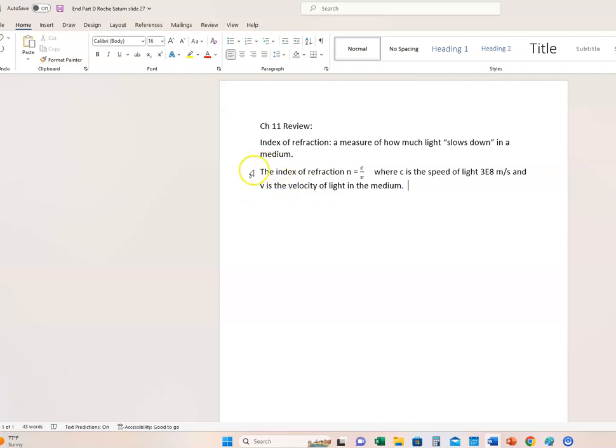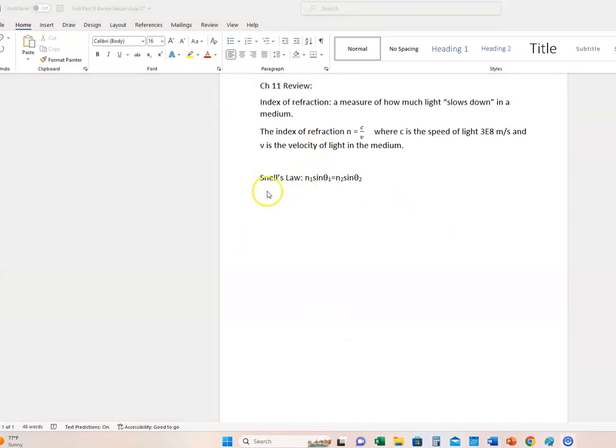What's happening is the light is being absorbed by the electrons in the outer shells of the atom. The electrons absorb the energy, they re-emit the energy, they absorb the energy, they re-emit the energy. And so that process takes time, and so the light appears to slow down. All right, so v is the velocity of light in the medium, and n is this thing called the index of refraction. We'll do some examples with that in just a moment.